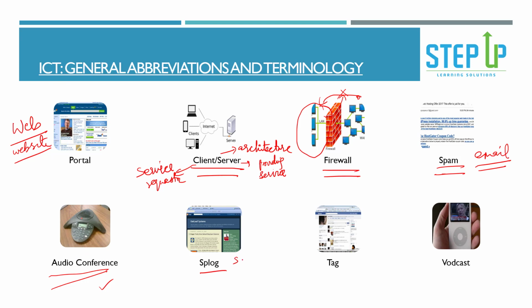Splog again is made up of spam plus blog. Sometimes what people do is, in order to promote affiliate websites, they write blogs and provide links to that affiliate website, so that you keep going to that particular website. Okay, so next is your tag. A tag is a keyword assigned to a piece of information. You can say it's like a bookmark, right, or a digital database record. So it's a keyword assigned to a piece of information, that is your tag.